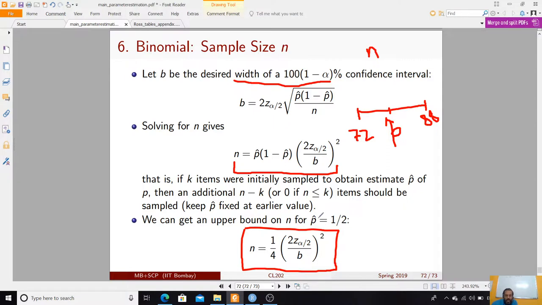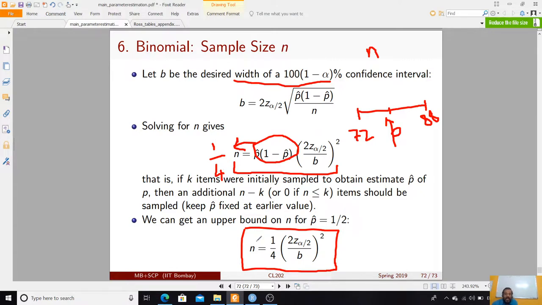So one way that you should be able to rationalize this is by noting that the maximum value of p hat times 1 minus p hat is 1/4. Okay, so think about it. The maximum value of p hat, where p is the ratio, the probability of success, can take a value only of up to 1/4.